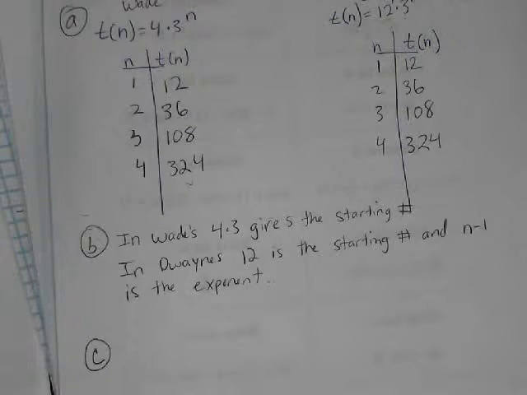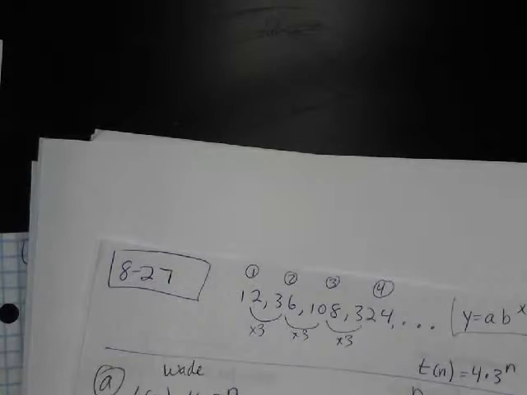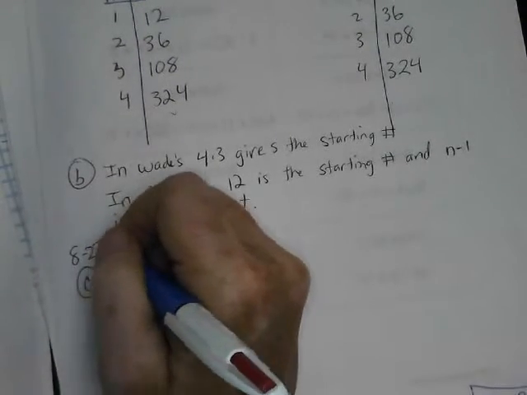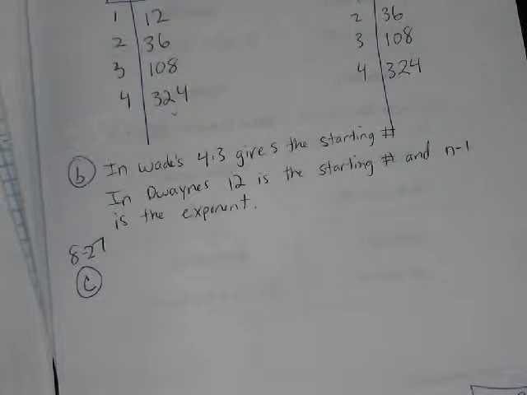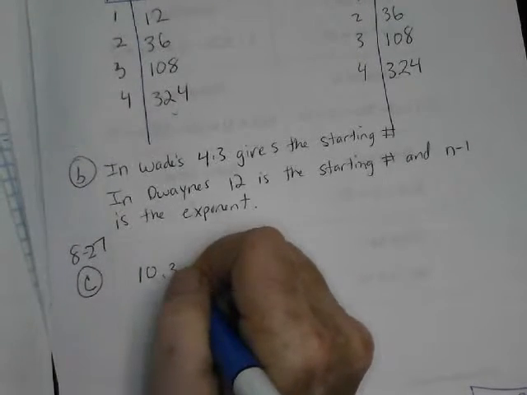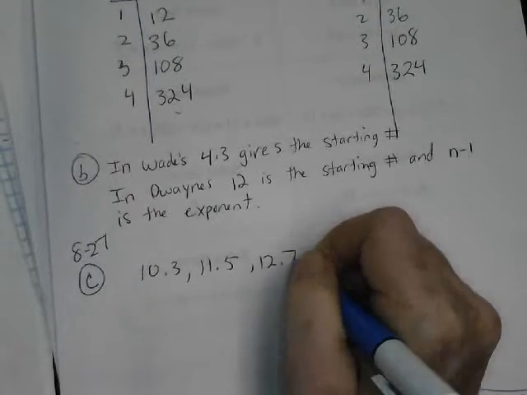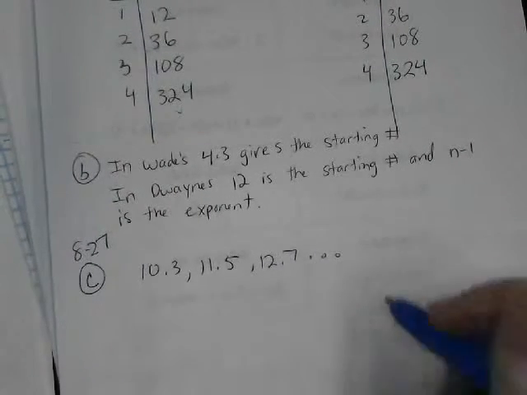Because of all the A's and B's and C's and D's. This is 8-27, letter C. Alright, so letter C says, oh, there's another, okay, for this sequence, 10.3, 11.5, 12.7, and so on.